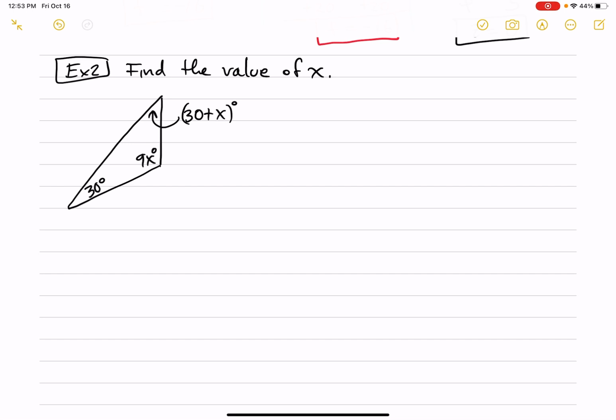So here we know that 30 plus 9x plus 30 plus x must make 180 degrees. 180. Okay, so take a look at this equation. On the left side, we combine a lot of like terms. But notice what I did here, by the way.